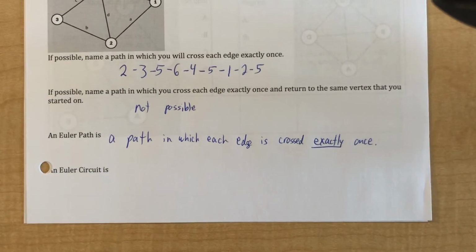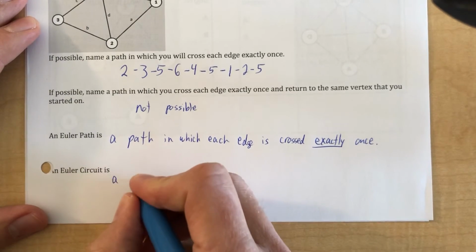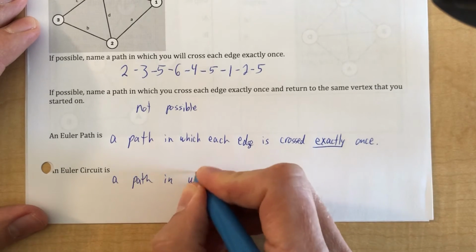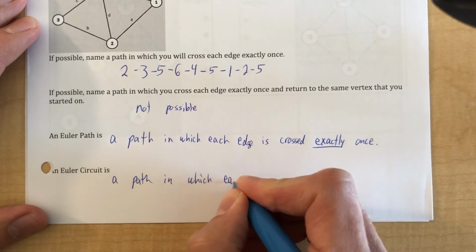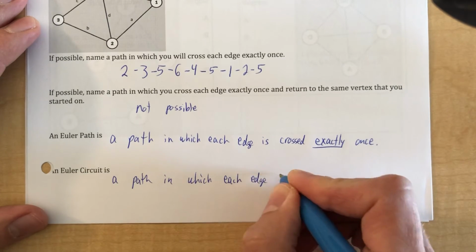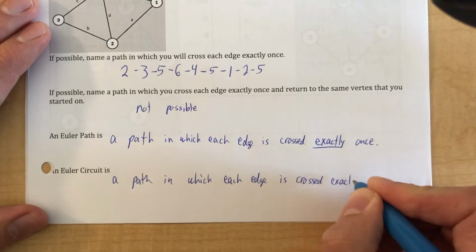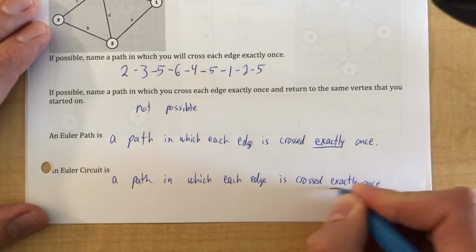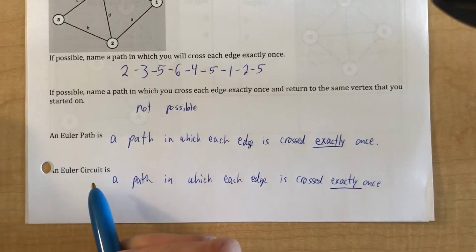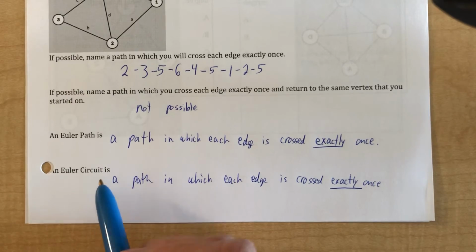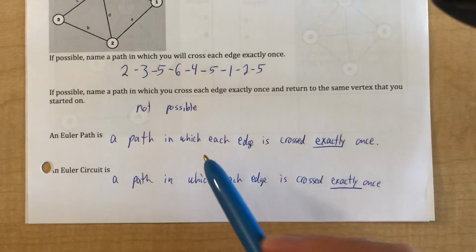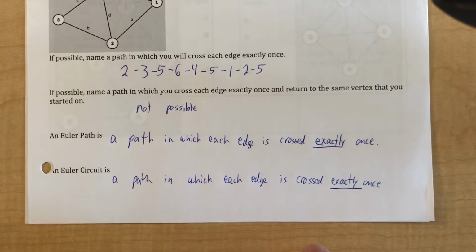An Euler circuit. A circuit is when you begin and end in the same place. So we're going to start the definition the same. It's a path in which each edge is crossed exactly once. But again, a circuit has to begin and end in the same place. Like in electronics, if you have a circuit, then you are going to complete a path. Completing it means you start here, you end here.